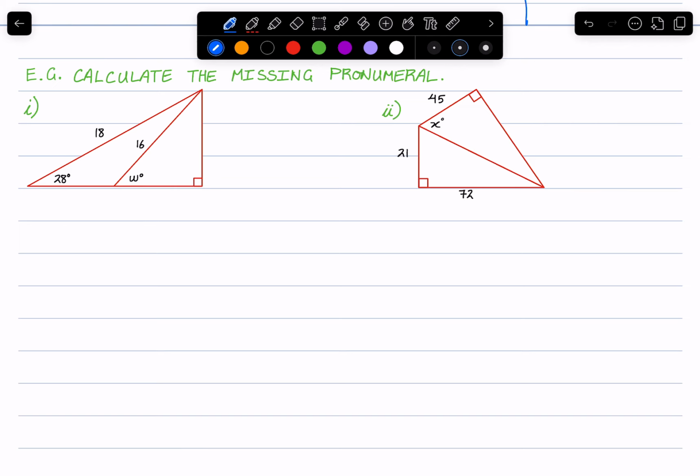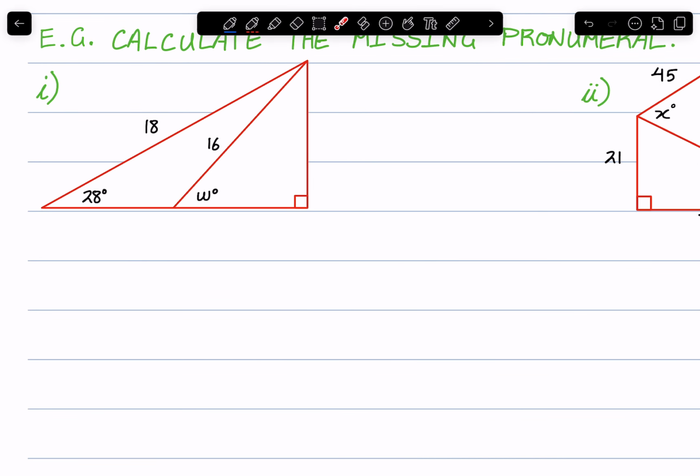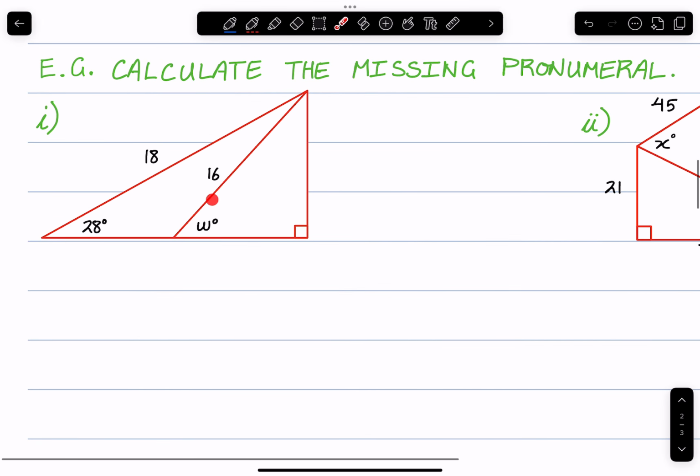Hello class, this is a continuation on double triangle problems. So in this set of videos, we're working towards calculating a missing angle this time. So let's get to it. So for this, in this first one, starting off rather simple, we're trying to find this angle here.